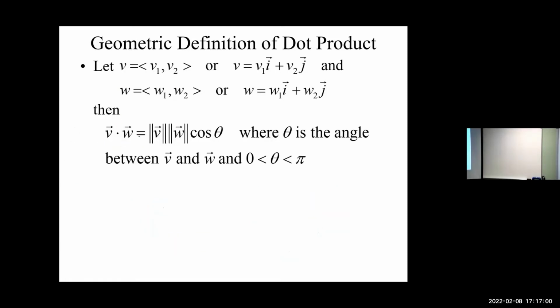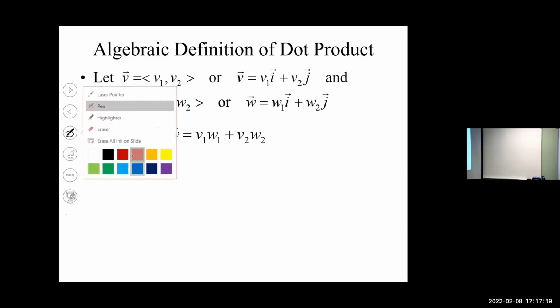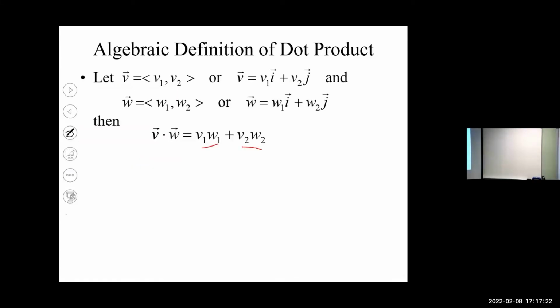Okay, now we also have an algebraic definition. The algebraic definition is very easy to use. Remember, dot product results in a scalar. So all you have to do for the algebraic definition is multiply the corresponding components of your vector and add them up, and you get a scalar. Again, very easy to use. Involves multiplication. So the dot product with the algebraic definition, as long as we know our vectors, that's what we'll use.